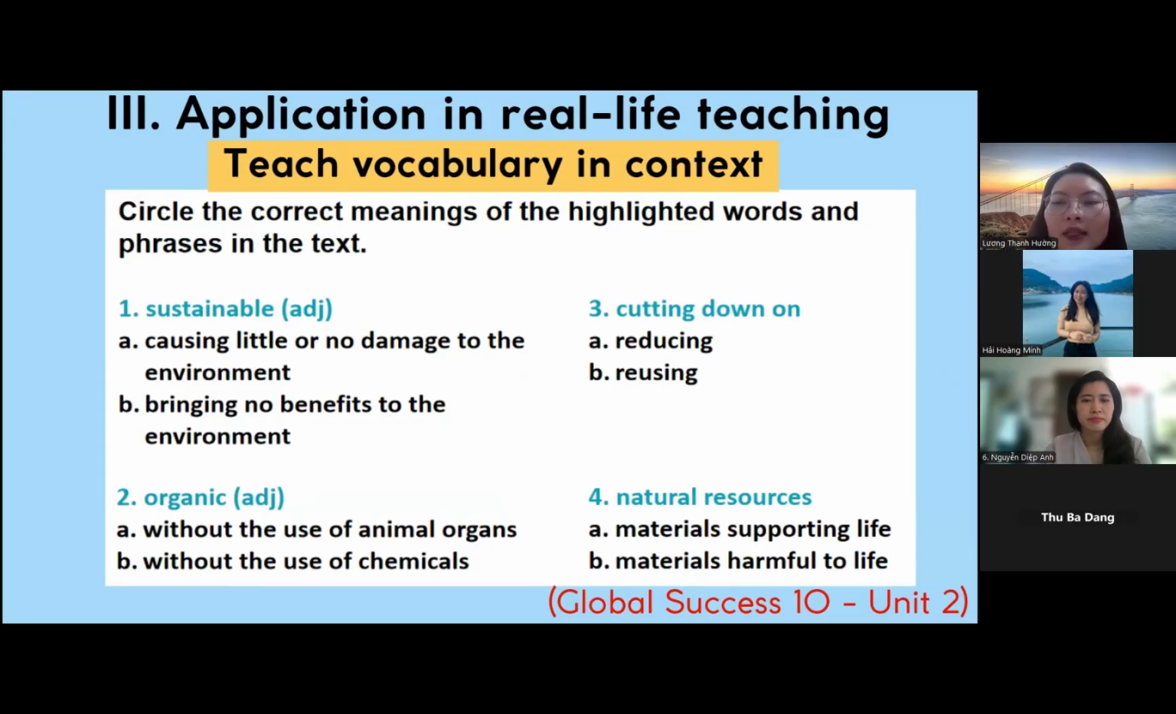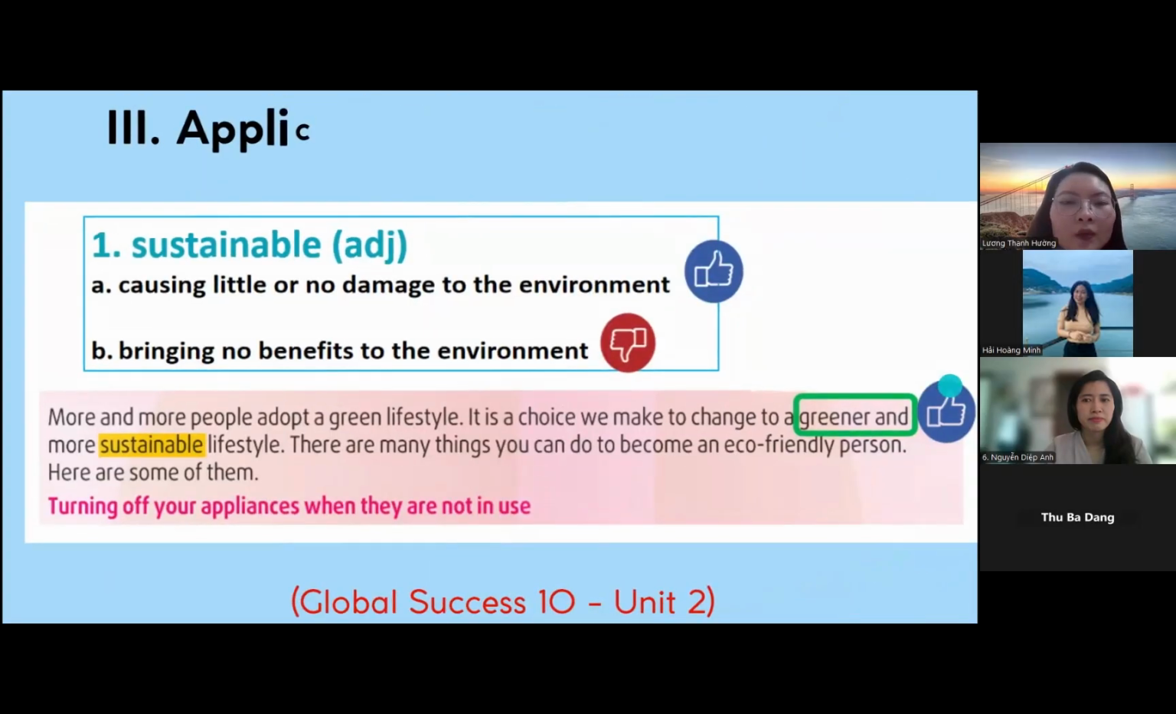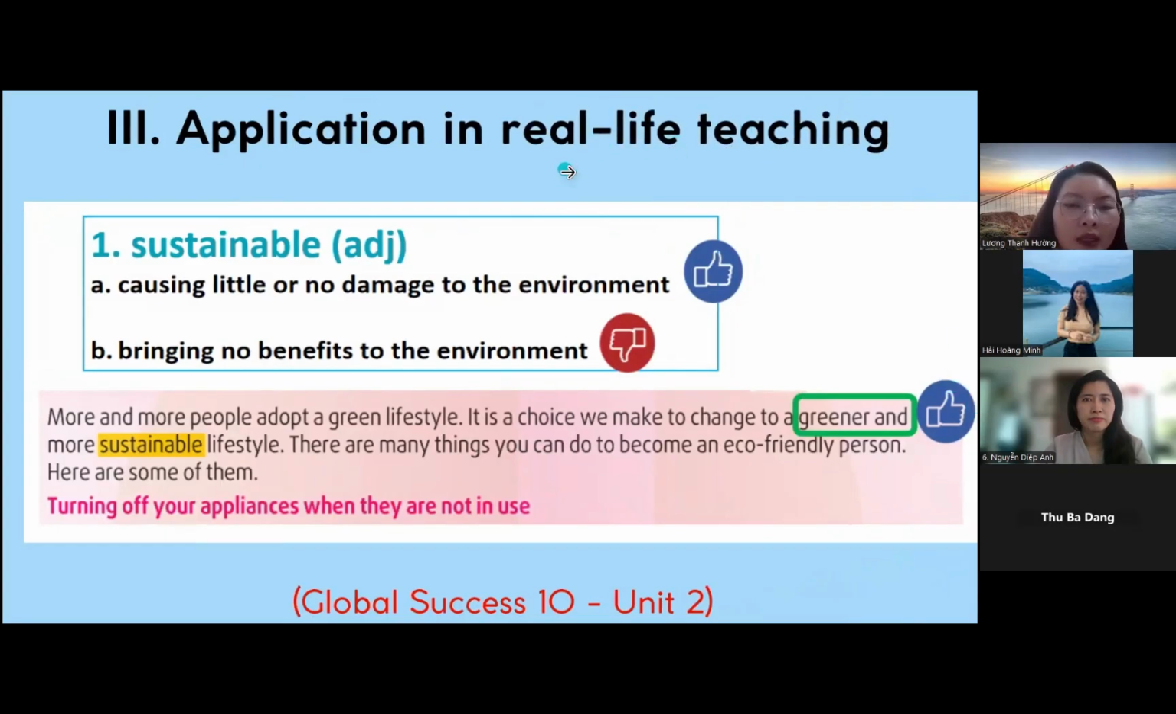Okay, so let's take a look at the first example and the first word. We have the word sustainable here. When the teachers ask the students to read the word sustainable in the sentence in the context, the teachers can ask the students to read the words around the word sustainable, like a greener and more sustainable lifestyle, and ask the students to guess the meaning of the word sustainable basing on the word greener.